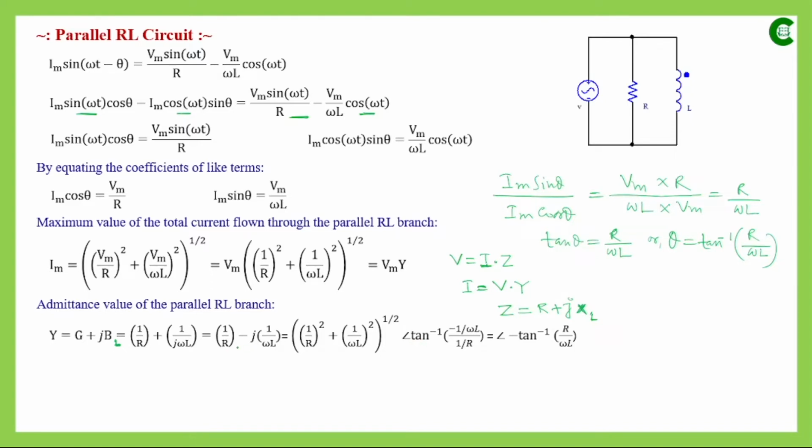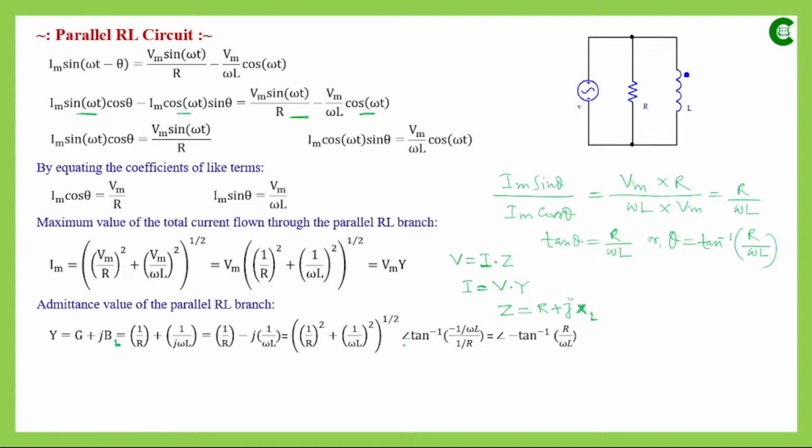So tan inverse Y, here it is minus 1 by omega L divided by 1 by R. So it will finally be tan inverse, and then the minus sign will come out of this tan inverse. So it will be minus tan inverse R divided by omega L. So the phase angle, this is the value that we have already seen here, the admittance value, and here the phase angle we have obtained, and the phase angle is minus tan inverse R by omega L. Now we have once said that the phase angle is tan inverse plus R by omega L. Now we are saying it is minus tan inverse R by omega L.